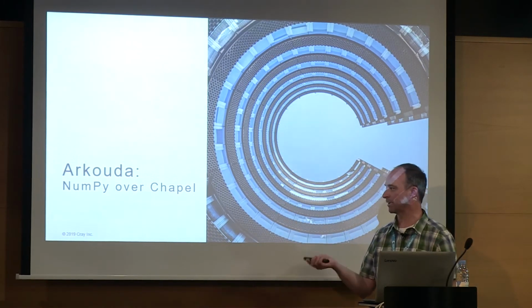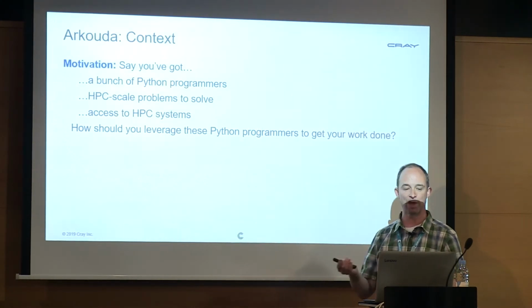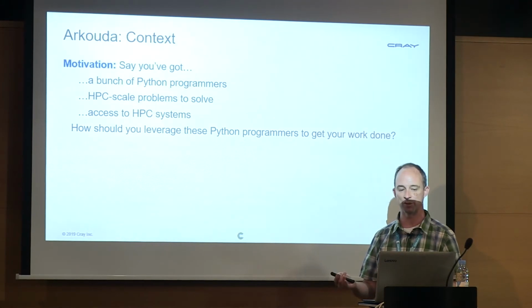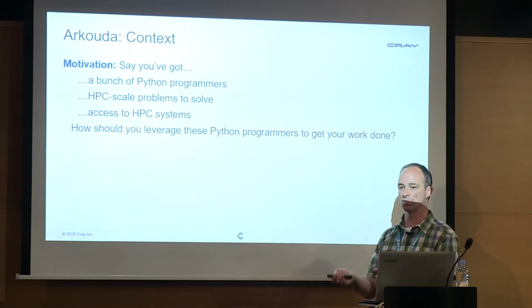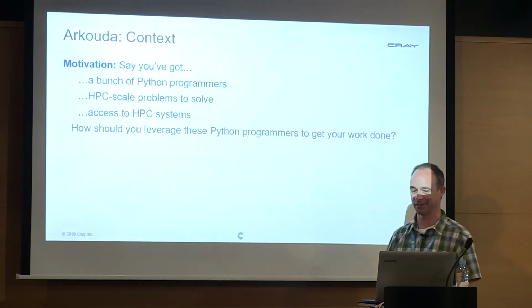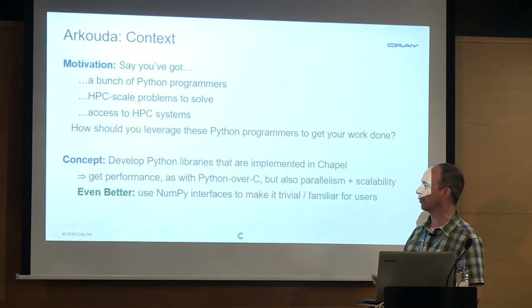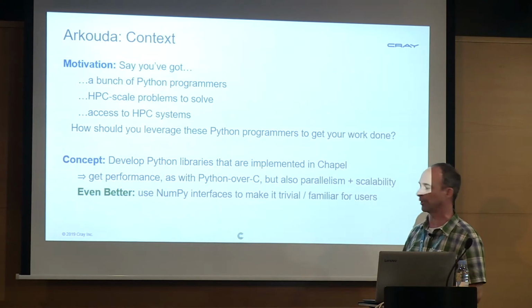So as I mentioned at the top, this is a case that a user did recently called Arkouda. Imagine that you've got a bunch of Python programmers and some HPC problems you want to solve, and HPC systems to solve those problems on. The question is, how are you going to use those Python programmers to effectively use your HPC systems? Because Python doesn't tend to scale and perform really well on HPC systems. And so what this user did was develop Python libraries that are actually implemented under the covers in Chapel. That's a lot like what most Python libraries do. A lot of the fastest ones are implemented in C. But here, instead of going to C, they go to Chapel. And so in addition to performance, they're getting the parallelism and scalability that Chapel gives them.